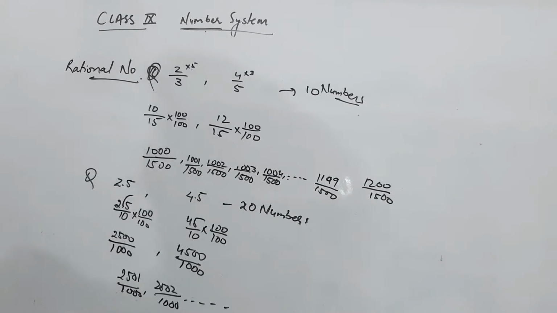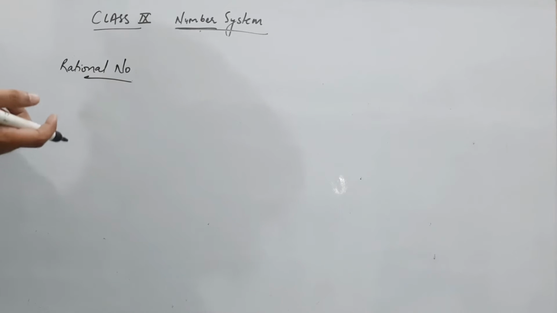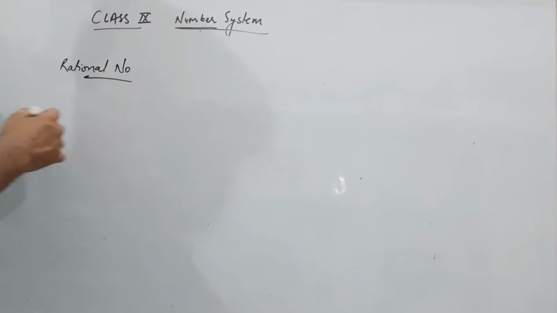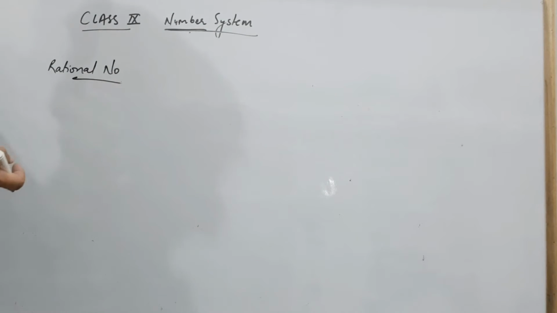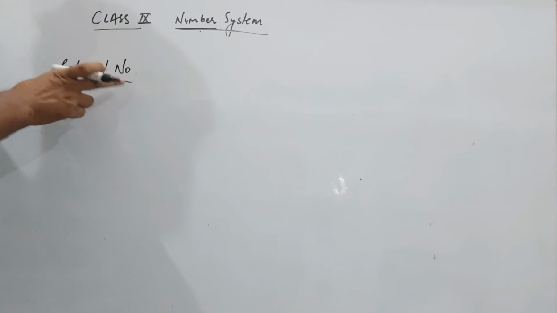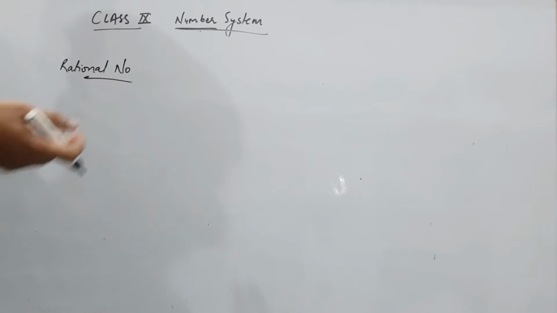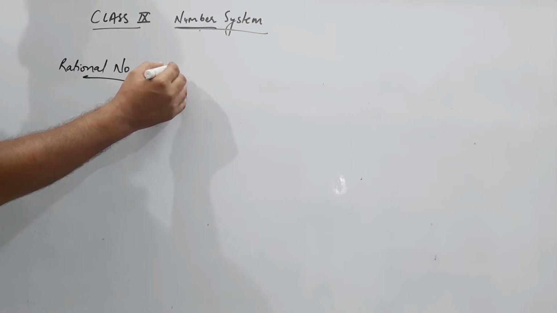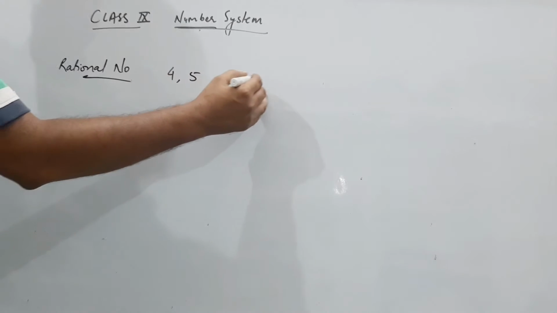There is one more method, and this method may seem very easy to some and very complicated to some. Let's find out. Suppose you have to find rational numbers between two given numbers. So I must tell you what rational numbers are. Rational numbers are the numbers that give you a terminating decimal, or if it is not terminating, a repeating decimal.